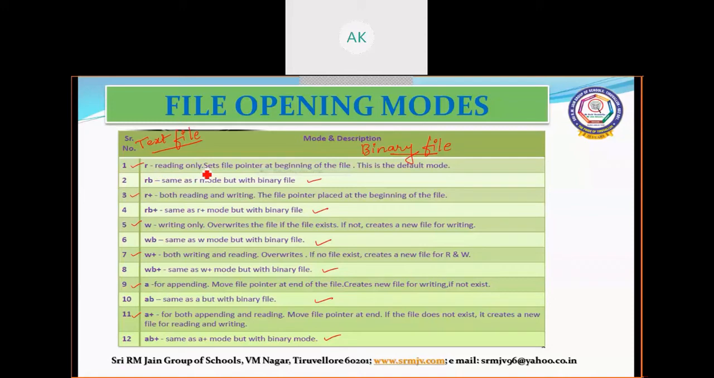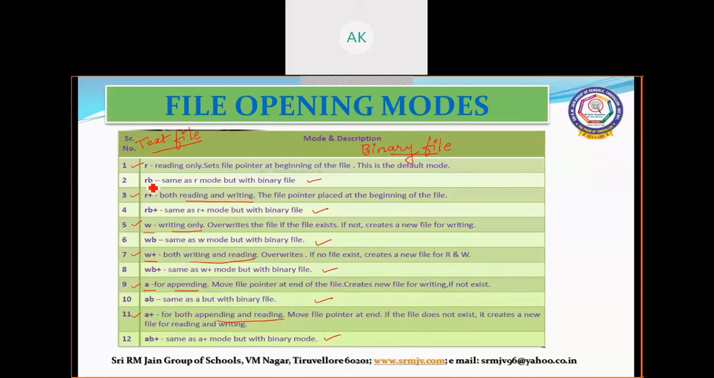So R stands for reading the file, and R plus means you can use both reading and writing operations in the same file. If W is specified, only writing operations can be done. If W plus is specified, both reading and writing operations can be done. A is for appending to your file, and A plus is for both appending, that is writing, and reading; both operations can be done in your file.